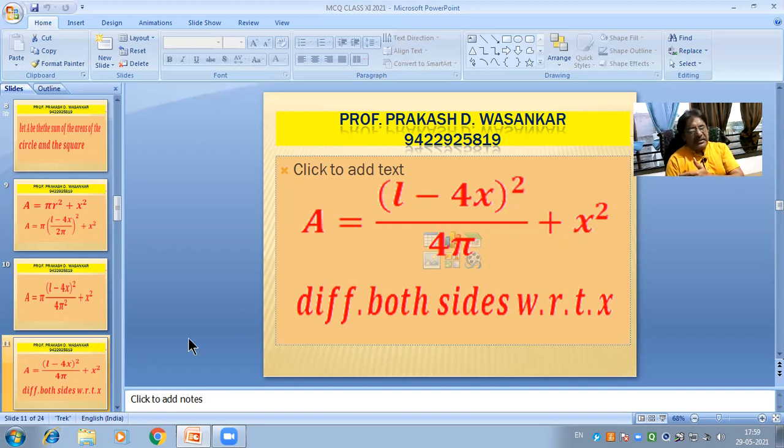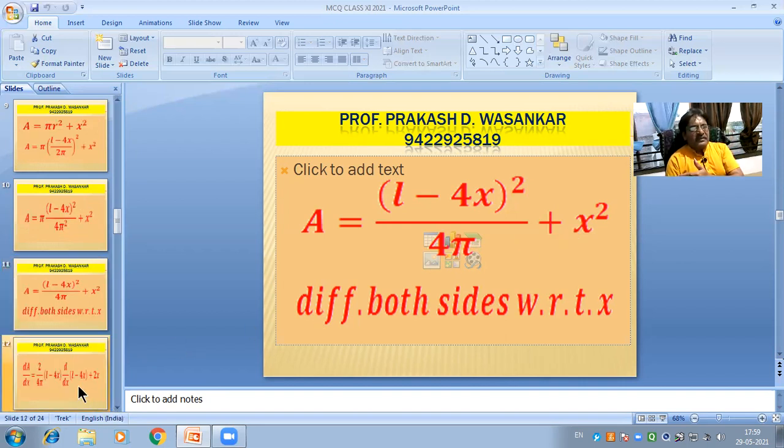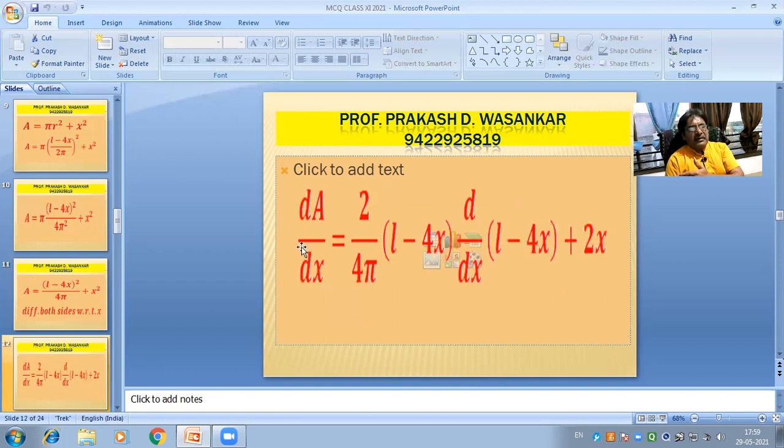So we find this derivative in the next step, that is here d/dx of A is equal to 1 upon 4 pi as it is, d/dx of (L minus 4x) whole square, that is 2 into (L minus 4x) to the power 2 minus 1, that is 1, into d/dx of this base, that is L minus 4x, plus d/dx of x square, so we get here 2x.